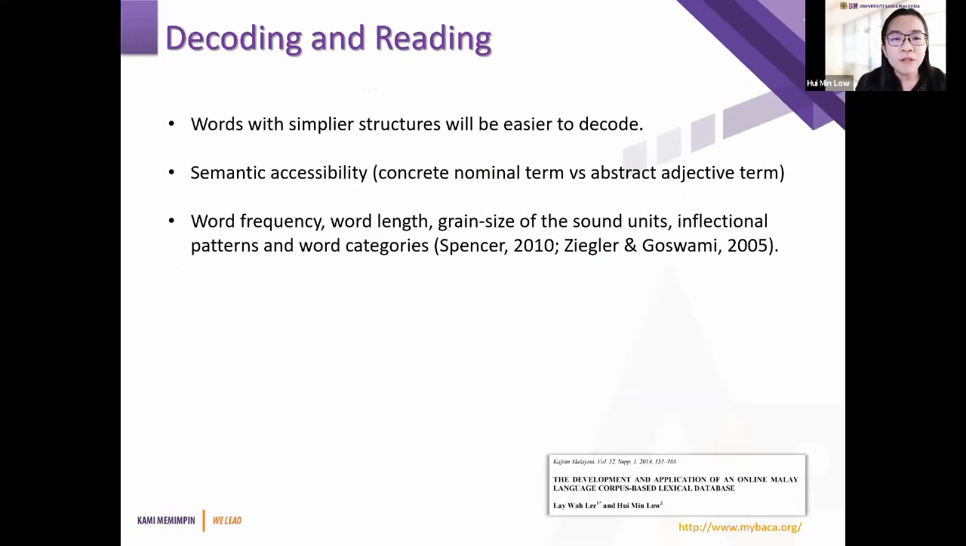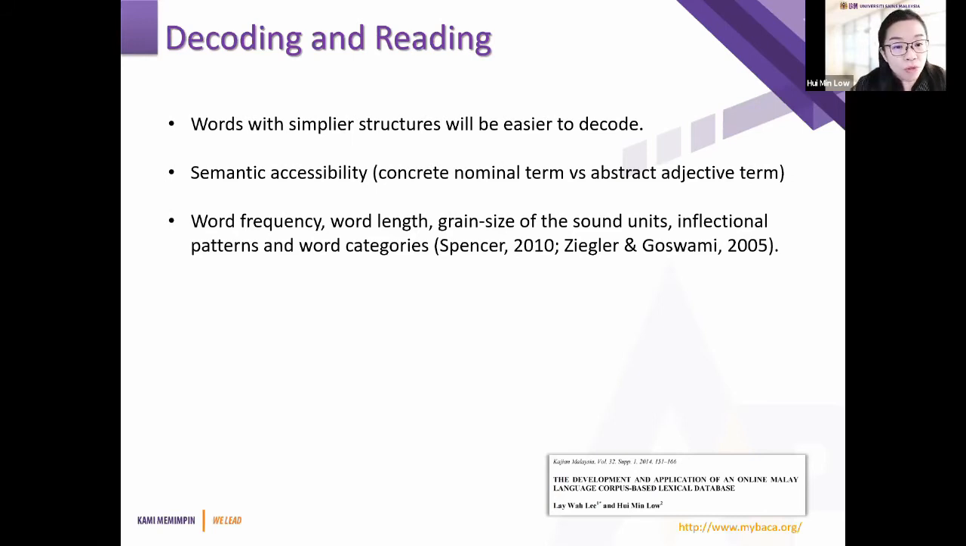Even though Malay is a very transparent language, at that time we were in a project to develop a reading intervention program. While we started the planning of the intervention program development, we realized that there are still certain principles that we have to consider when we select the word choices. First of all, we have to consider the word structure. Words with simpler structures will be easier for children to decode compared to words with complex structures.